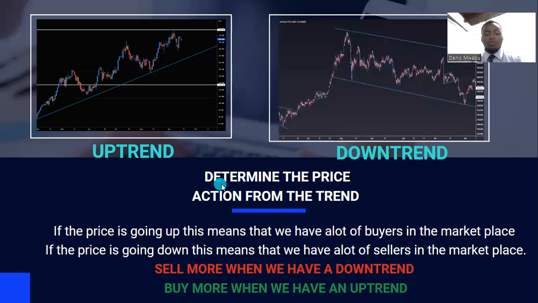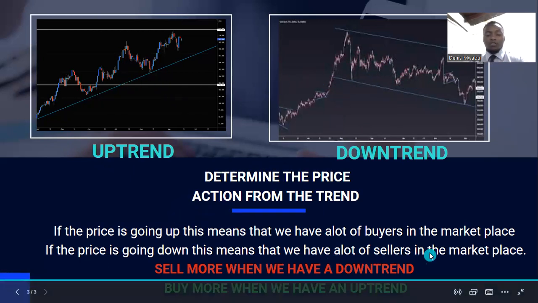So what you're supposed to do here is determine the price action from the trend. The price action for the uptrend is buying, buying, buying. That's why we are having an uptrend. We're having a lot of buyers in the marketplace pushing the price up. A downtrend means that we have a lot of sellers in the marketplace.